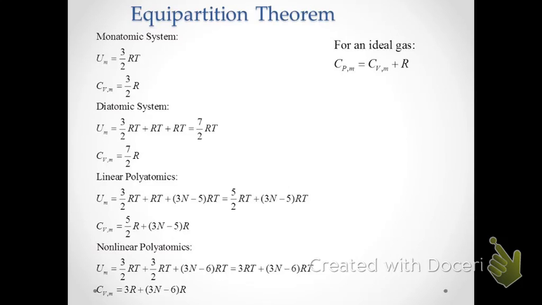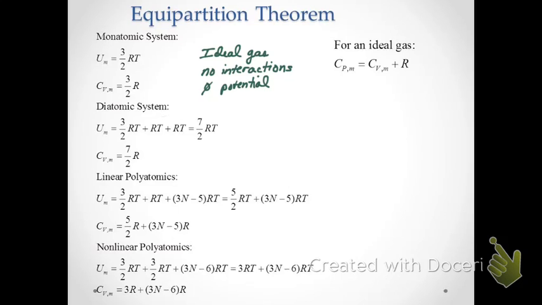I won't go over the rationale behind this, but the important thing to note is that these equations depend on the number of atoms in the system that we're looking at, so that we have monatomic, diatomic, and we distinguish between linear polyatomics like carbon dioxide, which has 3 atoms in a linear arrangement, or nonlinear polyatomics like water, which has 3 atoms but are arranged in a nonlinear fashion.